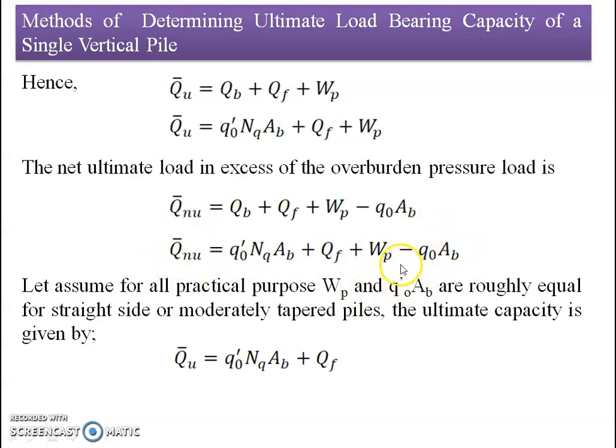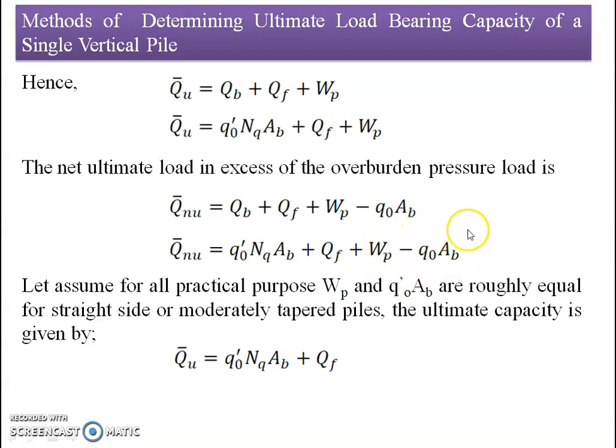Now let's talk about the practical significance of this. For most cases, Wp is roughly balanced by the net overburden pressure, and that's why this total component is considered to have negligible effect. This is due to the tapering of the ends or bearing ends, or sometimes we can have a general profile. We consider that they are going to balance each other.